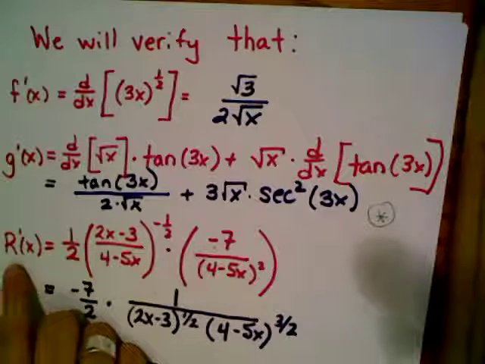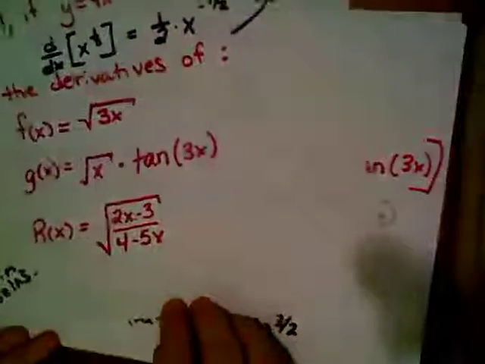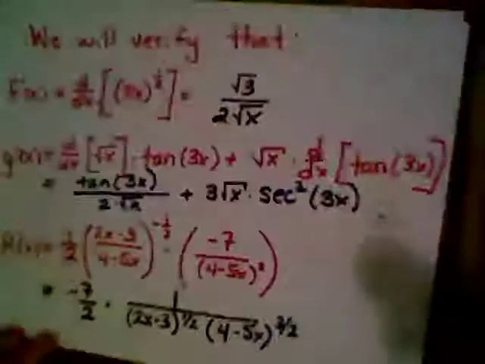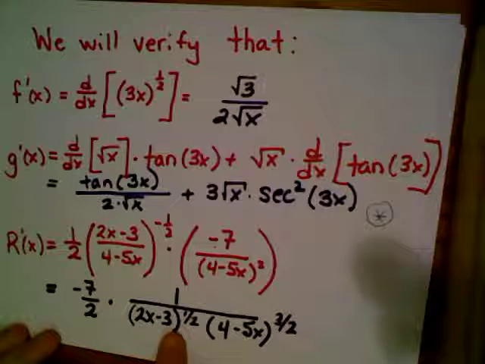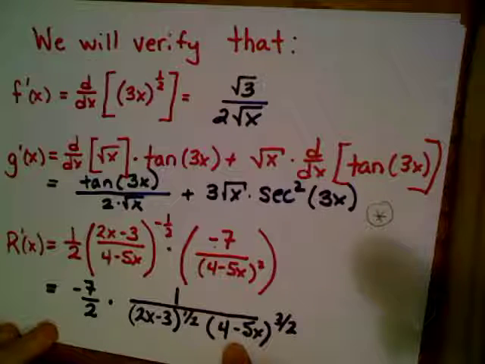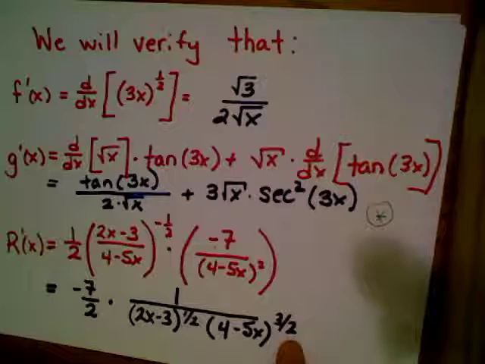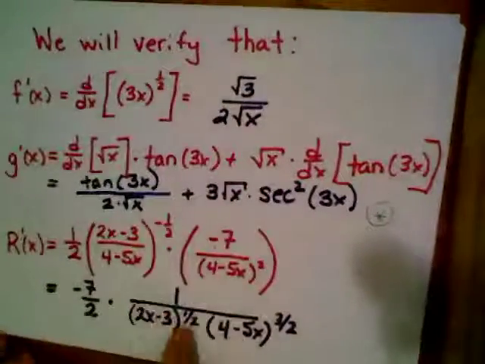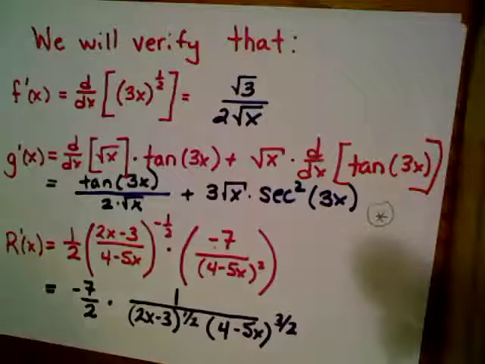And then later you can verify that if r was the square root of that quotient, then r prime is negative 7/2 times this funny quotient, 1 over the square root of the top difference and a 3/2 power of 4 minus 5x. So I hope you can read that as a 1/2 power and a 3/2 power. So the answers in blue are fairly friendly and they are correct. Let's get to verifying that.